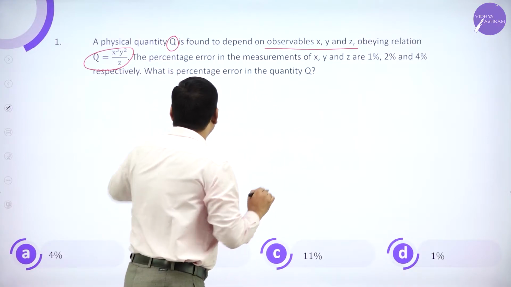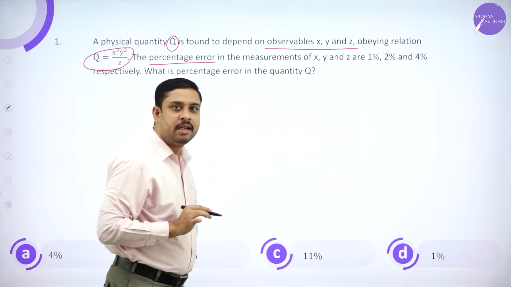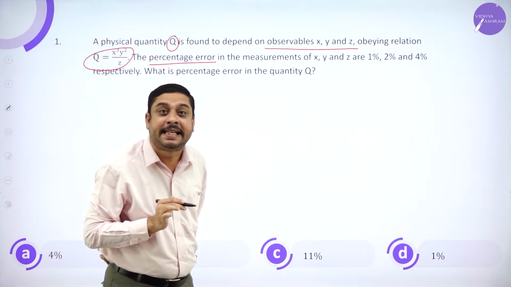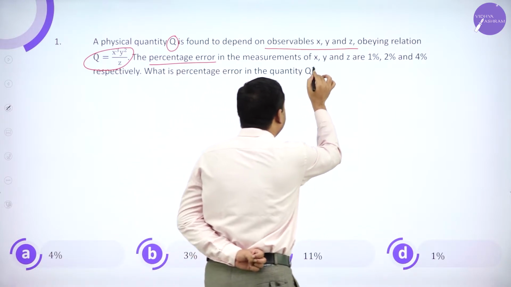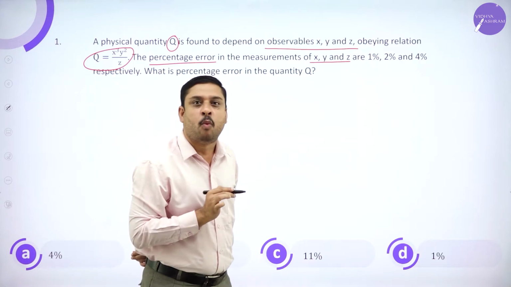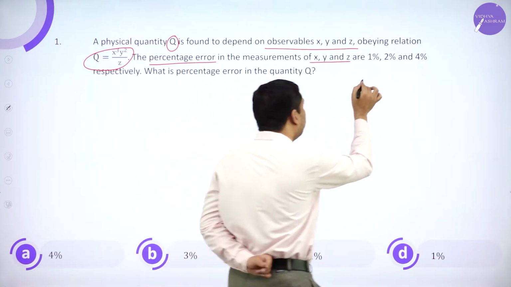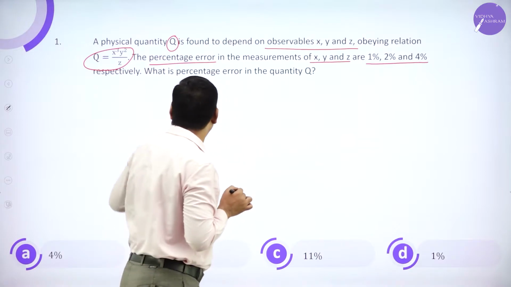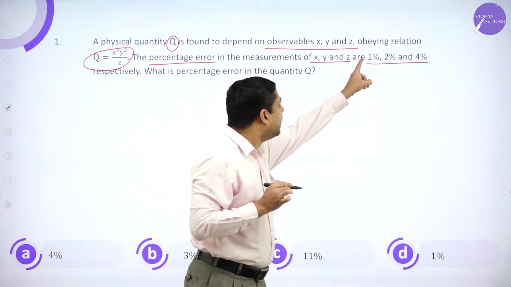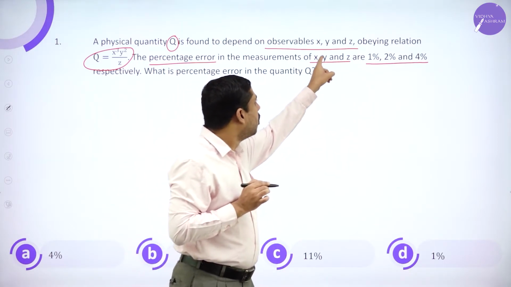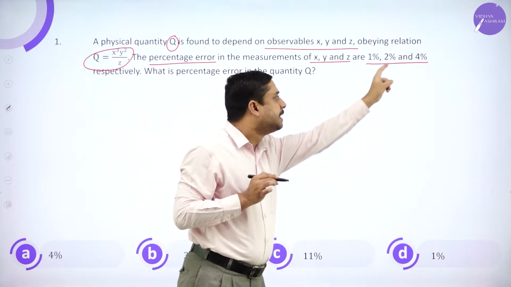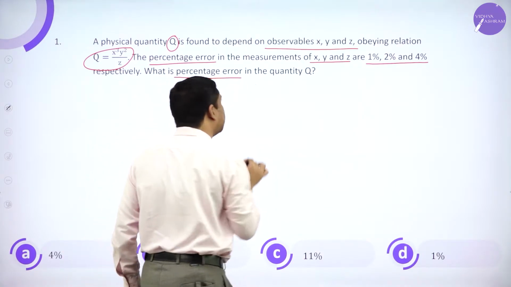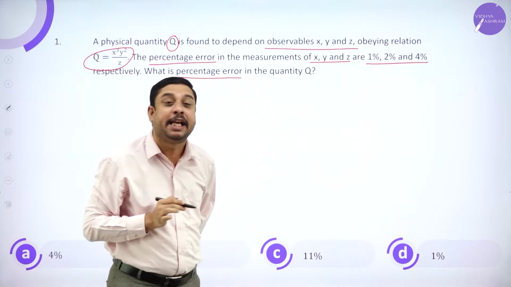Concentrate: the percentage error, not absolute error, not relative error. Percentage error in the measurements of X, Y and Z are 1%, 2% and 4% respectively. Error in X is 1%, Y 2%, Z 4%. I have to find the percentage error in the quantity Q.